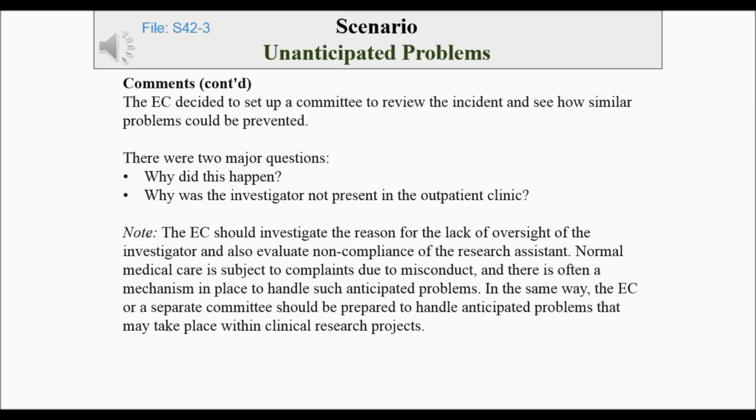There were 2 major questions. Why did this happen? Why was the investigator not present in the outpatient clinic? Note: the EC should investigate the reason for the lack of oversight of the investigator and also evaluate non-compliance of the research assistant. Normal medical care is subject to complaints due to misconduct, and there is often a mechanism in place to handle such anticipated problems. In the same way, the EC or a separate committee should be prepared to handle anticipated problems that may take place within clinical research projects.